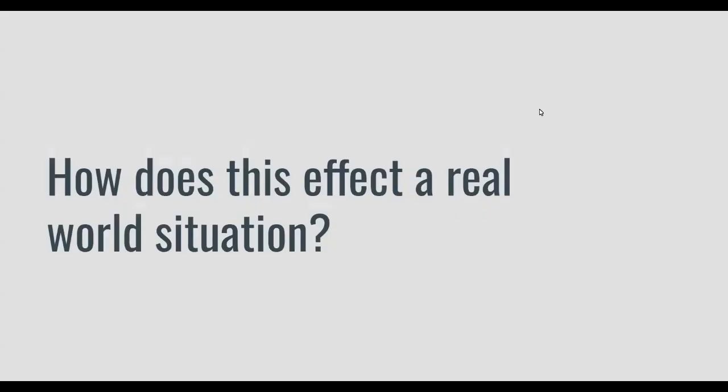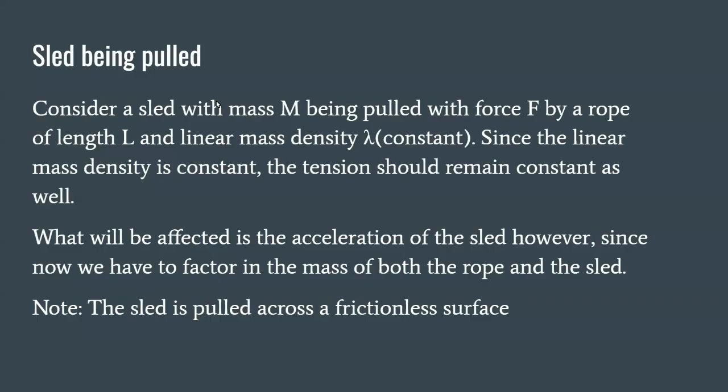All right, so I will be talking about how this affects a real world situation. For our situation, we chose to do it on a sled being pulled. Consider a sled with mass m being pulled up with force F by a rope of length L and a linear mass density that is constant. Since the linear mass density is constant, however, the tension should remain constant as well.